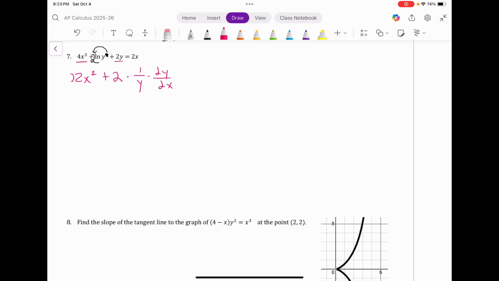All right. Okay, the derivative of 2y is 2 dy dx. And then the derivative of 2x is 2. Okay. You'll notice there's 2's everywhere. So we could just divide everything by 2, so we could simplify right now. So I think we'll do that. We'll just divide everything by 2.